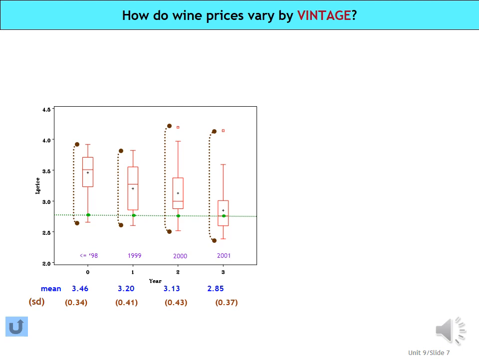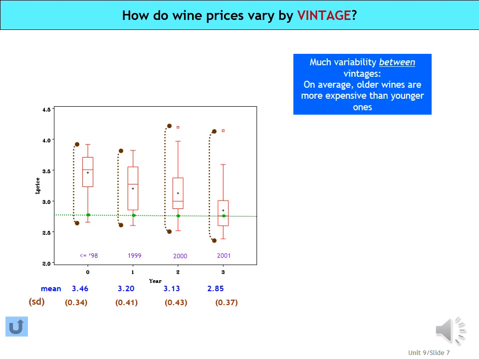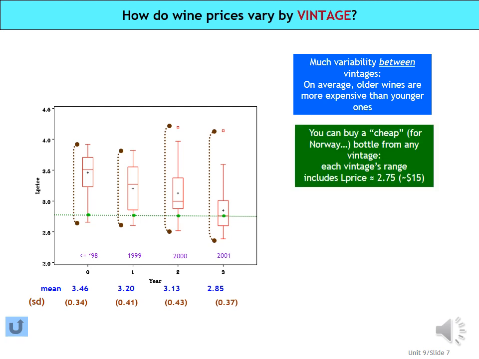So this is from the vintage perspective, the same data. Again, we're looking at the prices, but this time we are looking at the vintage years. 0 was 98 and older, then 99, 2000, and 2001. And the same thing we can look at here, the between variability again between groups. The means are somehow different. And the older wines are more expensive than the younger wines. That's one. We see the same kind of pattern in here.